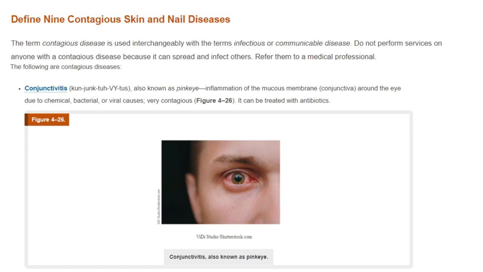Conjunctivitis, also known as pink eye, is inflammation of the mucous membrane, the conjunctiva, around the eye due to chemical, bacterial, or viral causes. It is very contagious, figure 4.26. It can be treated with antibiotics.